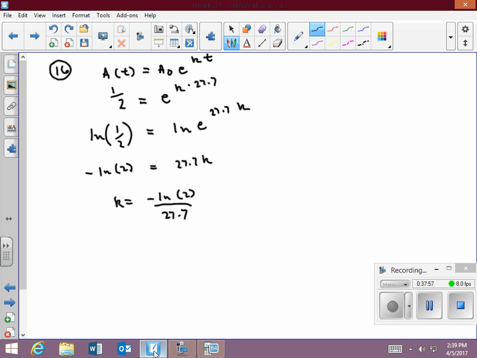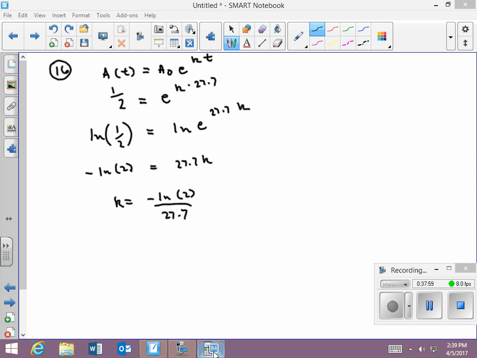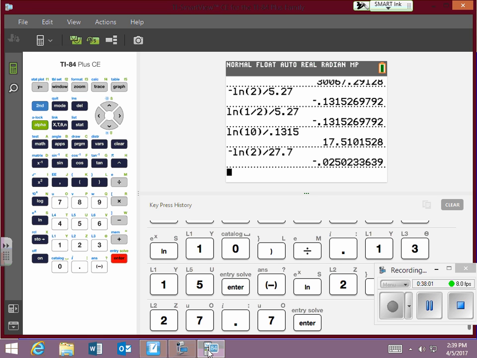So now what we found is that this negative 0.025 is what we have for k.